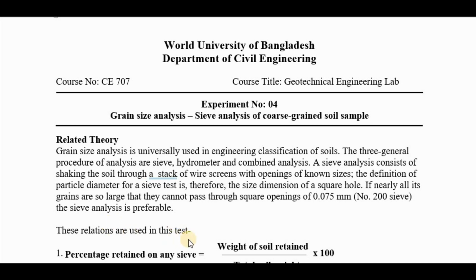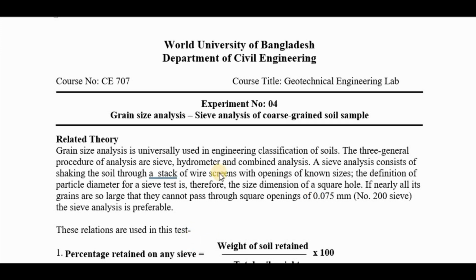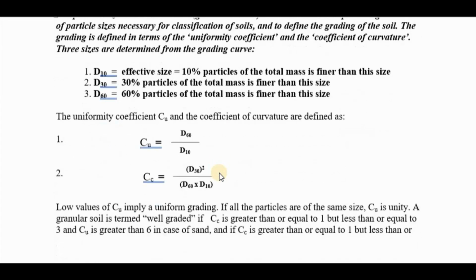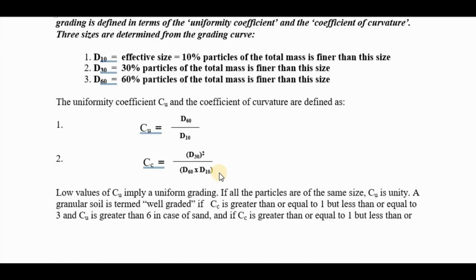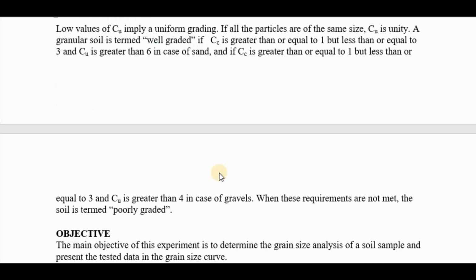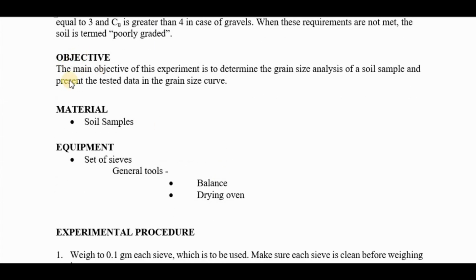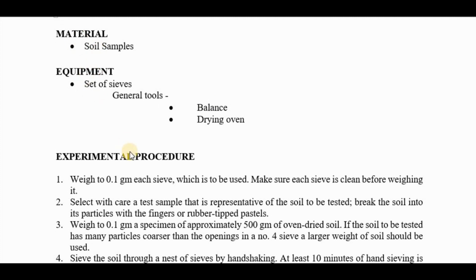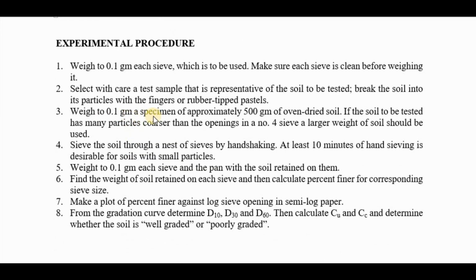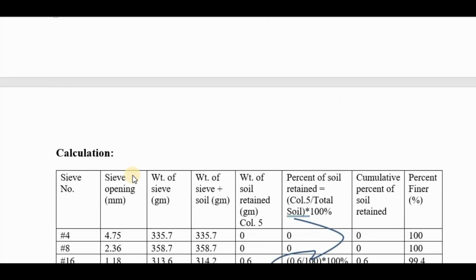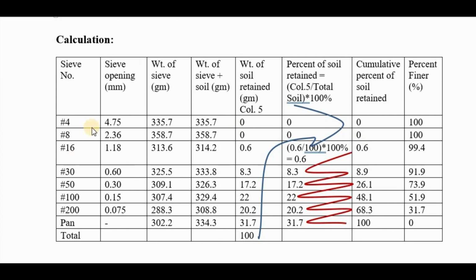Now we are going to the experimental part or the calculation part, and this is your related theory. And in your assignment portion, you have to keep all of these. You can see the objectives are there, and the equipment, the materials, and the experimental procedures are also there. You can see the step-by-step procedure is given here, and this is the final chart which was previously shown in the video.